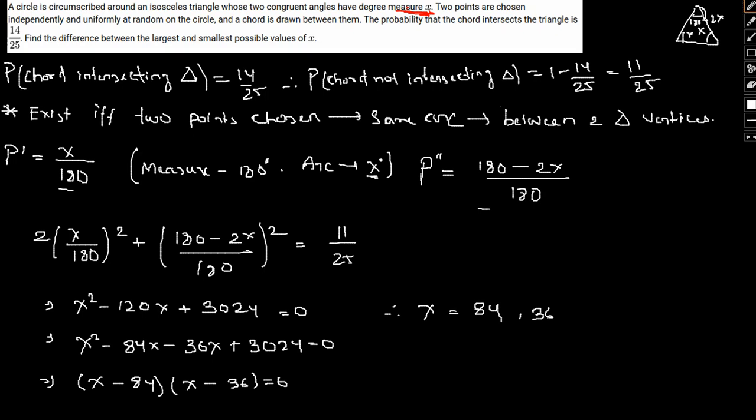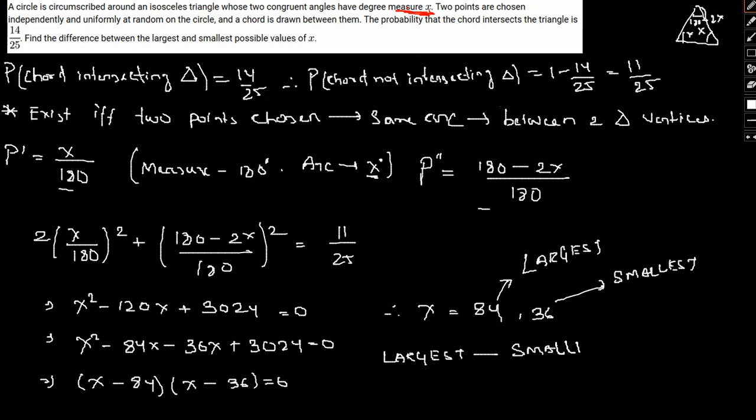Now find the difference between the largest and smallest. So this is the largest value and this is the smallest value. Largest minus smallest will be 84 minus 36, giving us 48 as our answer.